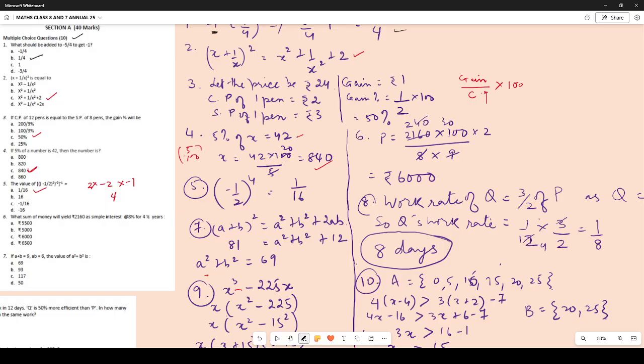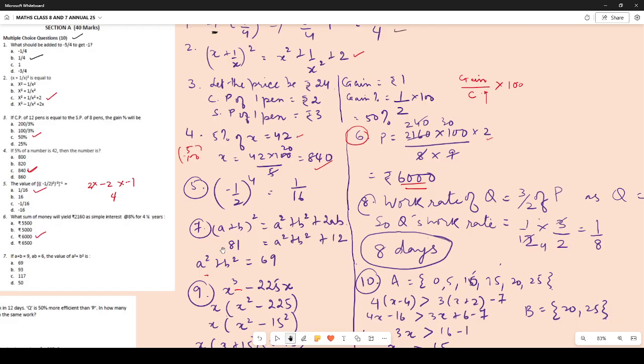Okay. Now the next question, what sum of money will yield 2160 as simple interest? We know how to calculate P. The formula is SI into 100 by time into rate, right? So 2160 into 100 divided by 8 into time, which is 9 by 2. So 9 goes in the denominator and 2 comes in the numerator. So when you do the calculations, what you get over here is rupees 6,000. So the correct answer is rupees 6,000.